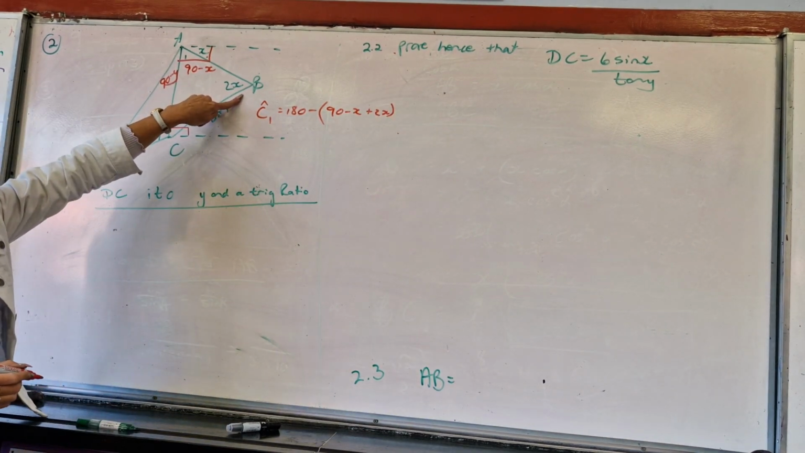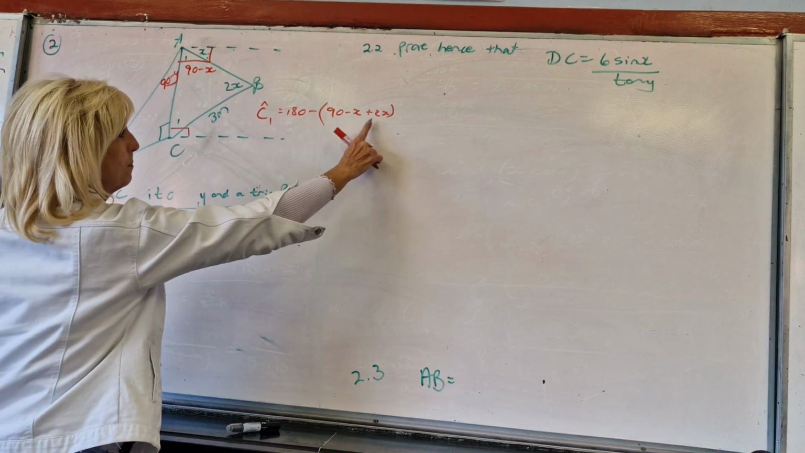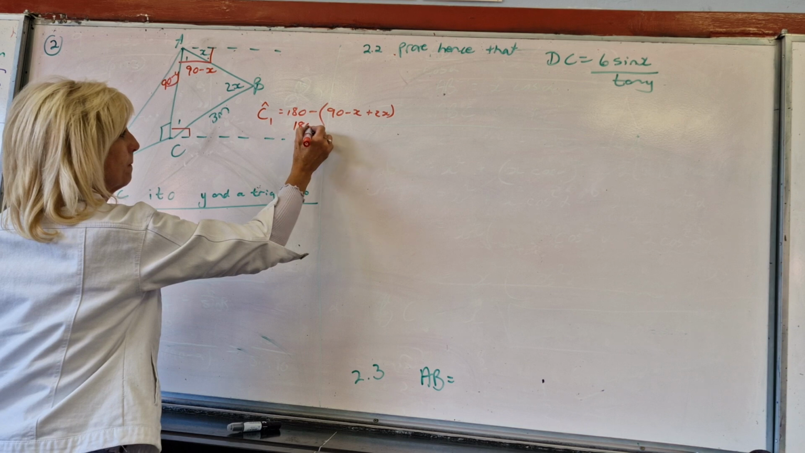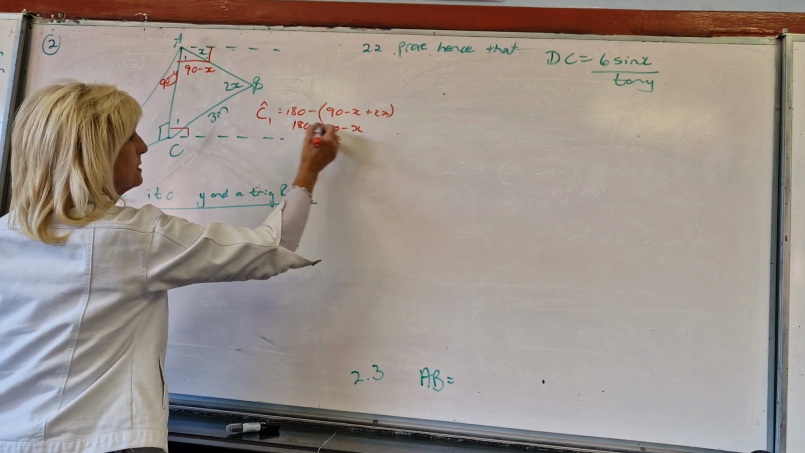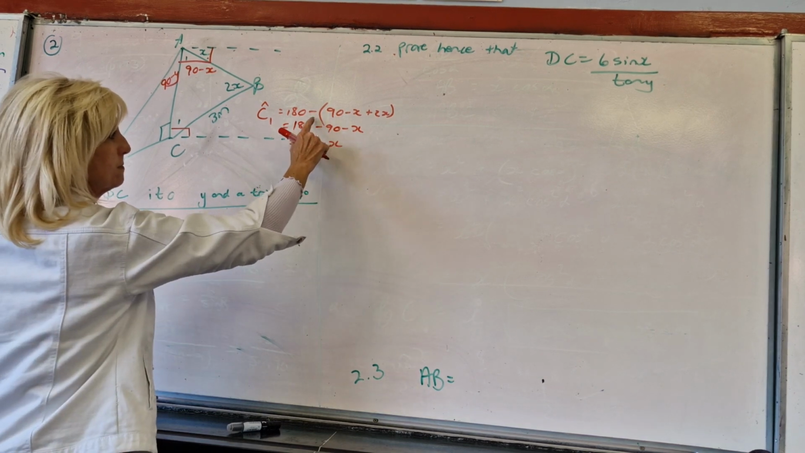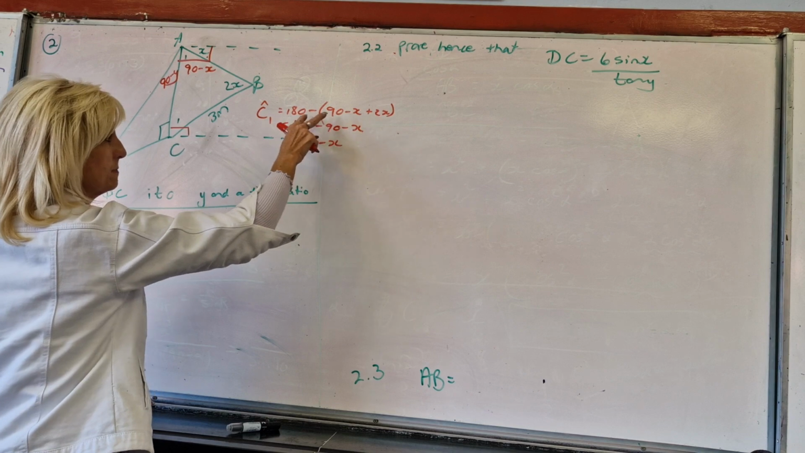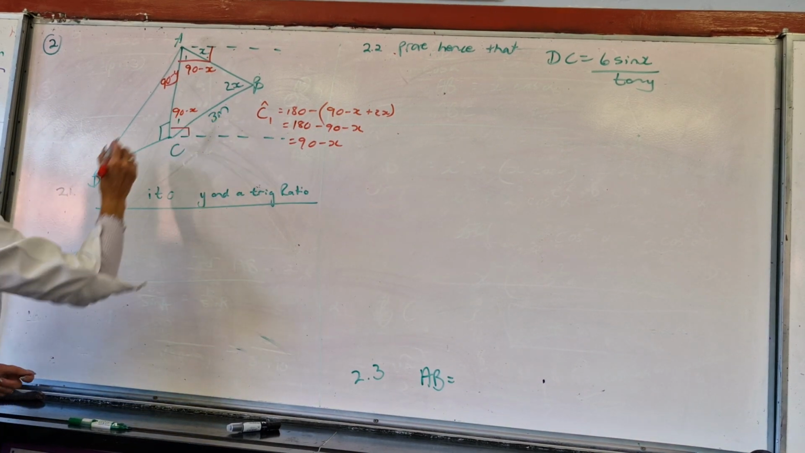Everybody with me? If I add that all together, this is going to be minus 90. The plus 2x is going to be plus x, minus is going to be minus x. So the answer is going to be 90 minus x. 90 times a minus, this is plus x times the minus is a minus x. So this one is 90 minus x as well.